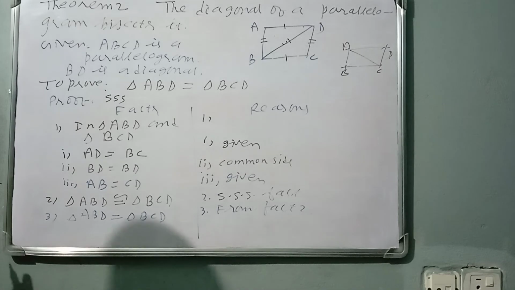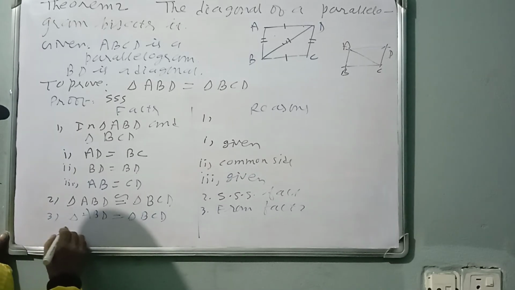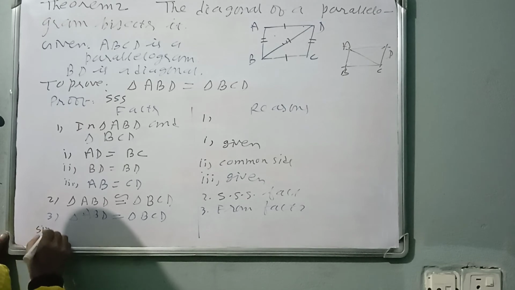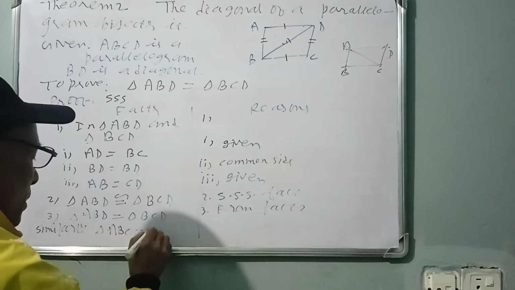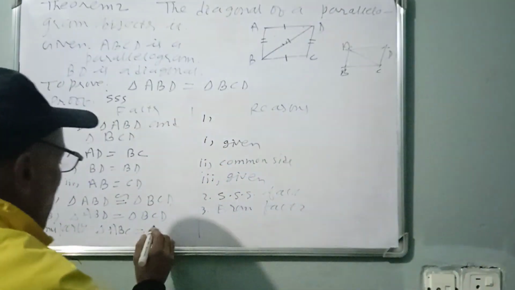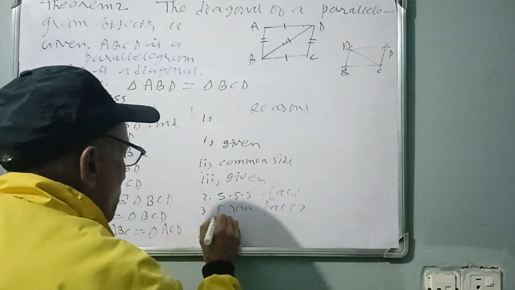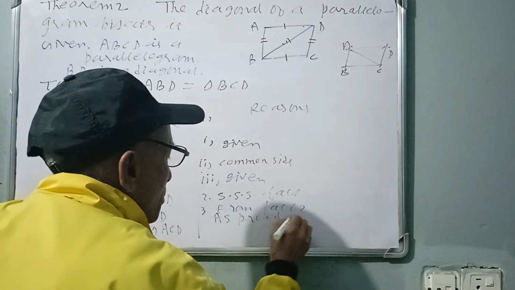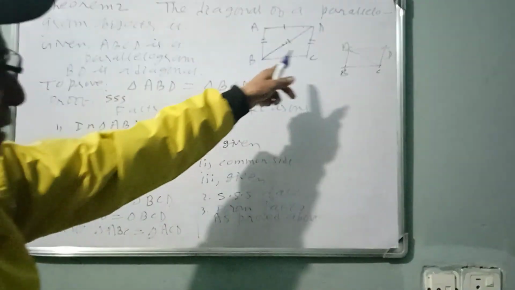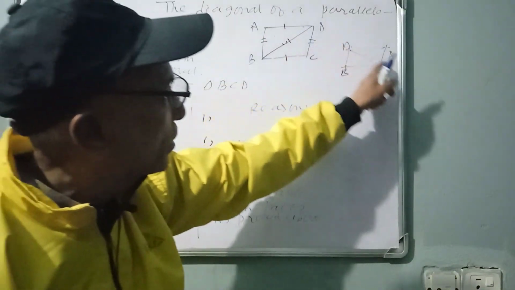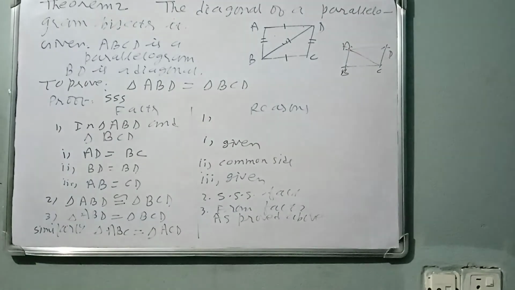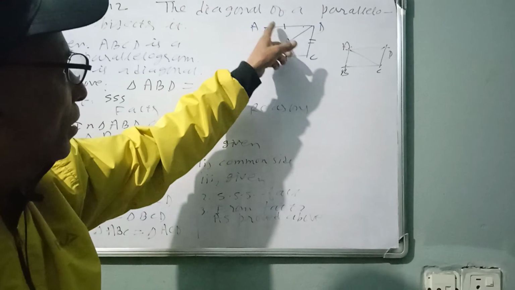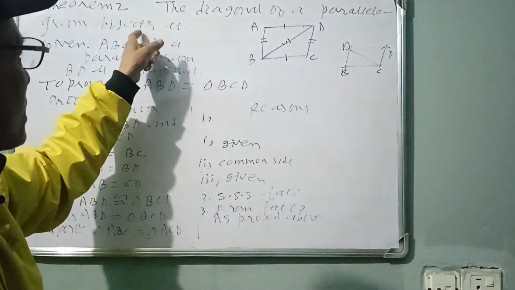In the same way, you can also prove similarly, you can prove triangle ABC equals triangle ACD, as proved above. If you take BD diagonal, these two triangles are equal. If you take AC as a diagonal, triangle ABC equals triangle ACD. Apply side fact or any other fact. What is given? The diagonal of a parallelogram bisects it.